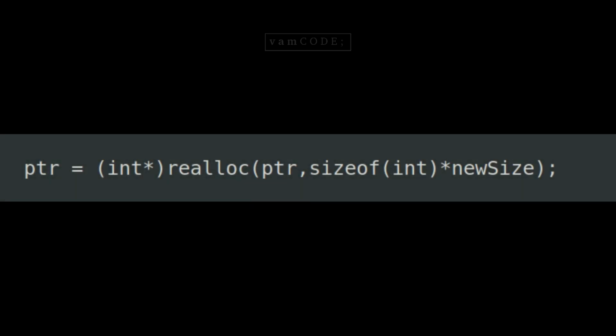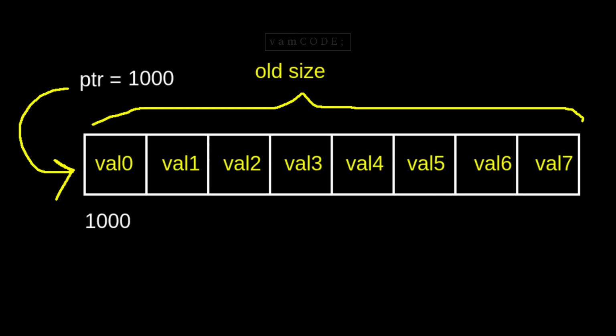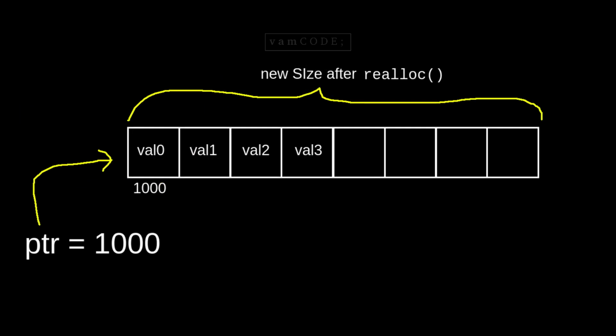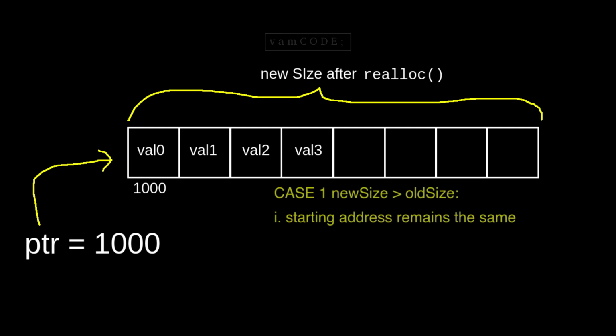So as you can see over here, the realloc function takes two arguments. The first argument is the pointer we wish to reallocate memory to. And the second argument is the new size we want our pointer to hold after reallocation. You should note that the new size we allocate our pointer to may be larger or smaller than the previous size. If it is smaller than the previous size, then it will lead to data loss. However, if the new size is larger, then the starting address of the pointer is kept the same. The additional bytes of memory are added at the end.